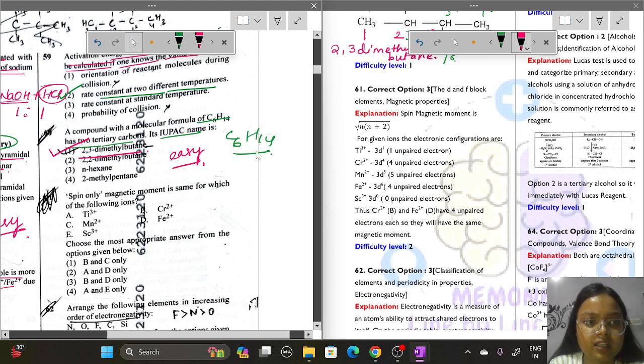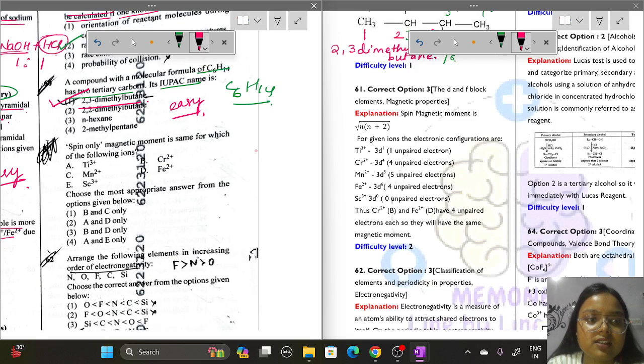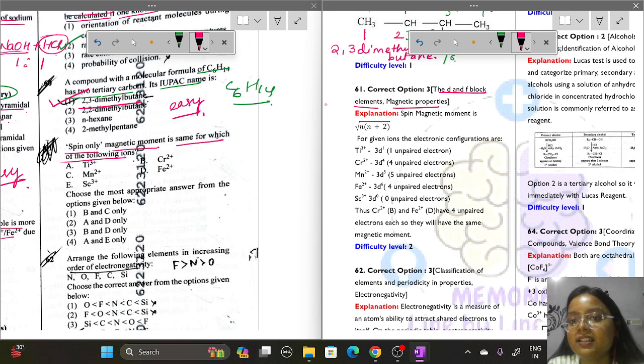Question number 61. Spin only magnetic moment is the same for which of the following ions? This topic is from D and F block elements and its subtopic is magnetic properties. For spin only magnetic moment we will follow this formula: root under n(n+2), where n is the number of unpaired electrons. So let us calculate for all of these.